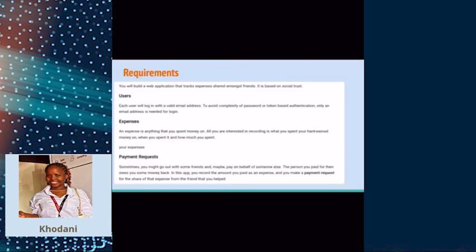So the requirements. We were building, like I said, an application that tracks the expenses shared amongst friends. It is based on social trust. So you had the user side, you had the expenses and the payment request. The user side is where you were logging in with your email. In order for us to avoid complexity of passwords and all of that, it only required you to put your email to log in. You had the expenses side, and this is where you were recording everything that you were spending your money on. With the payment request, in this section, you were asking every individual or anyone that you were giving money to be able to give you back your money like you helped them.